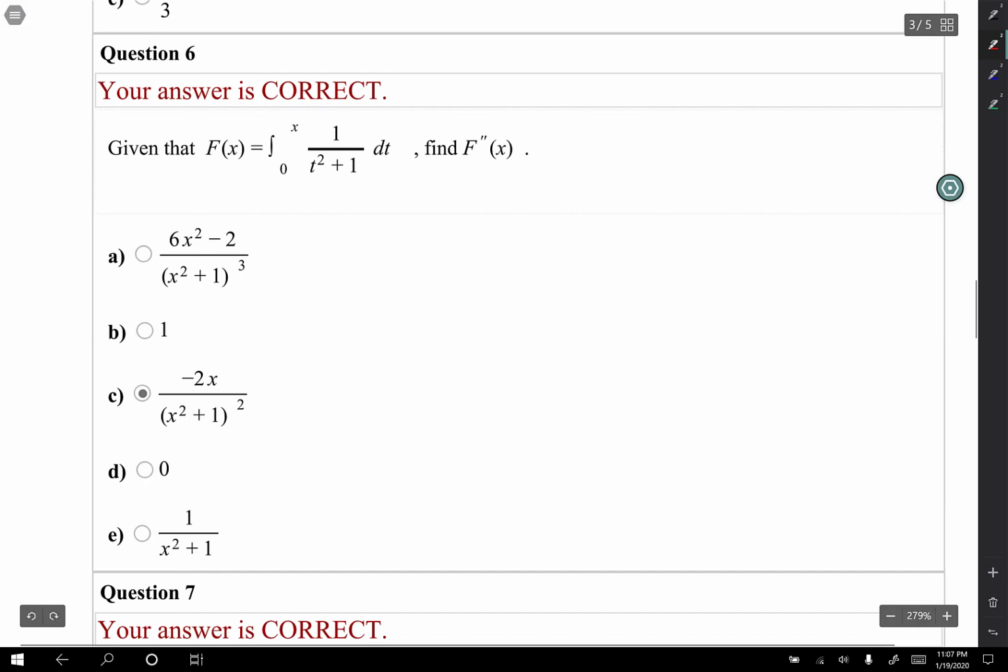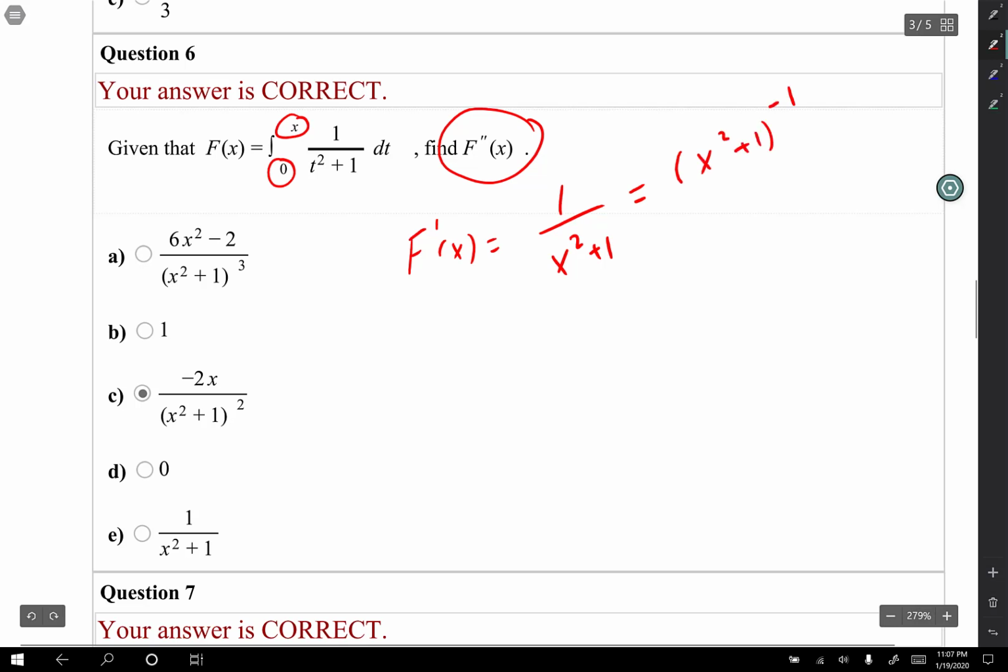All right, so this one wants the second derivative. Upper limit is x, lower limit is a constant. So here we go. F prime of x is equal to 1 over x squared plus 1. And to make life easier, guys, I would write this as x squared plus 1 to the negative 1. And now, check it out. F double prime of x is equal to, move the negative to the front, x squared plus 1, put a negative 2 because we're subtracting 1 because we're taking a derivative. We're not done. Chain rule times 2x.